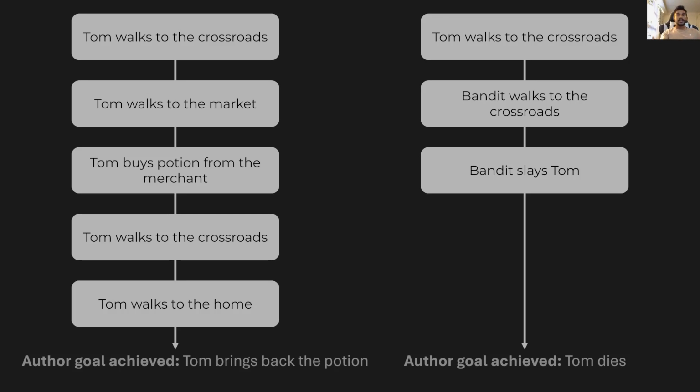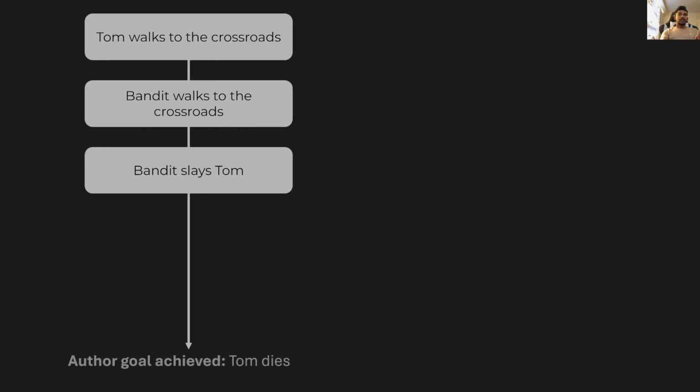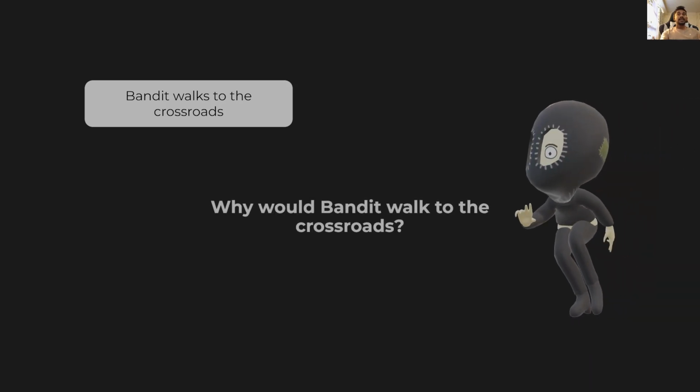Both are valid plans, but it's not that simple, since the planner needs to argue that the consenting characters in these actions act believably according to their beliefs. To explain this point, let me take the second plan where Tom dies, and let's focus on one action where the bandit walks to the crossroads. Here the planner needs to figure out why the bandit would walk to the crossroads.